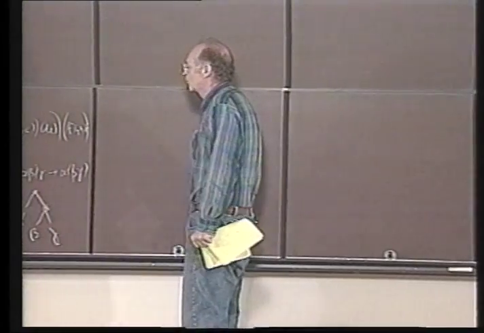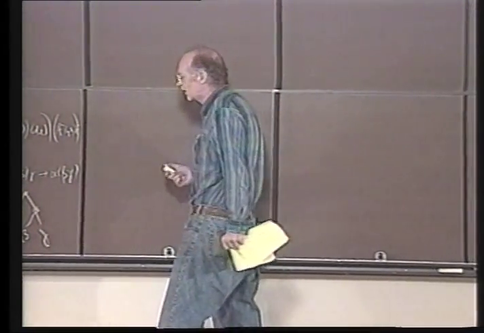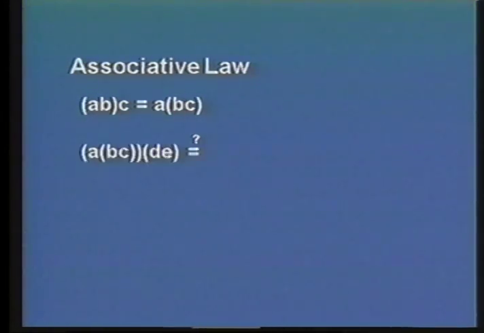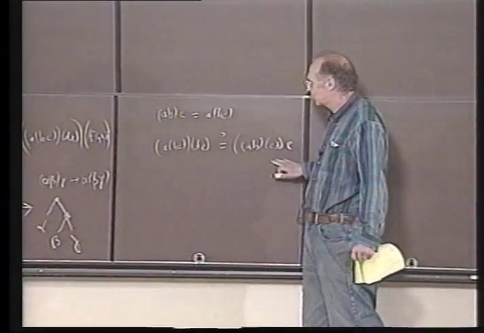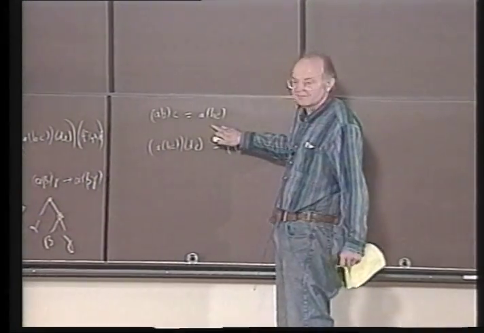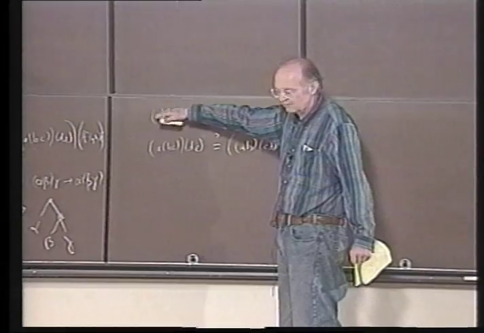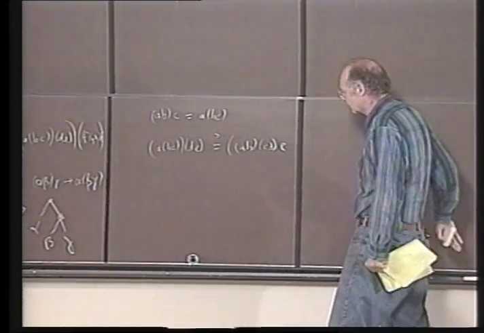When I first learned the associative law in high school, I was given that (AB)C is equal to A times BC, but one of the things I would have to prove is maybe that (A times BC) times DE is equal to some messy thing, well, let's see, (AB) times (CD) times E. And how would you prove that this was equal to this? You're allowed to use this kind of operation. A, B, and C are variables, not constants.